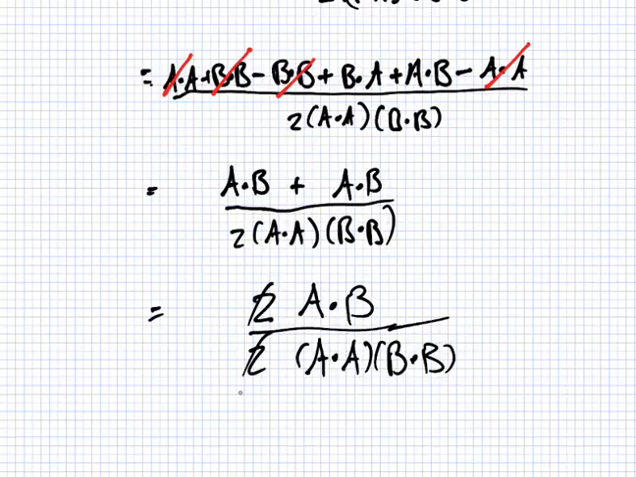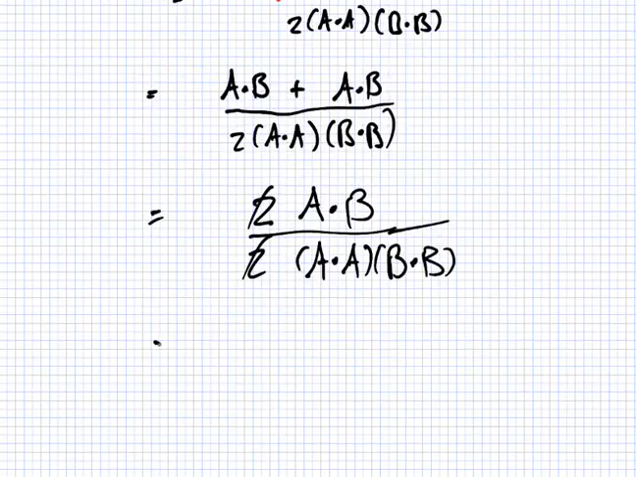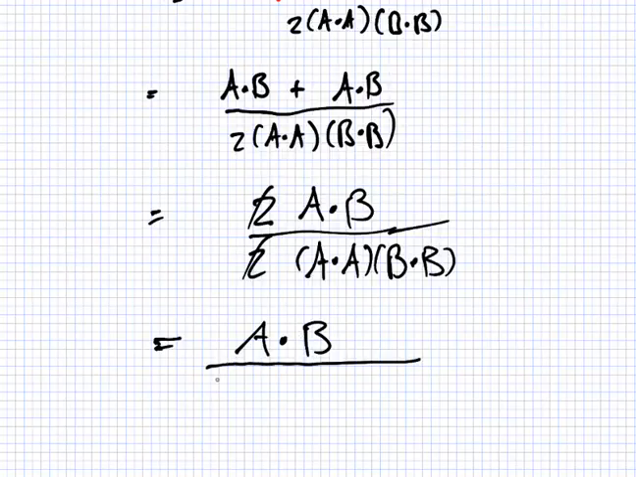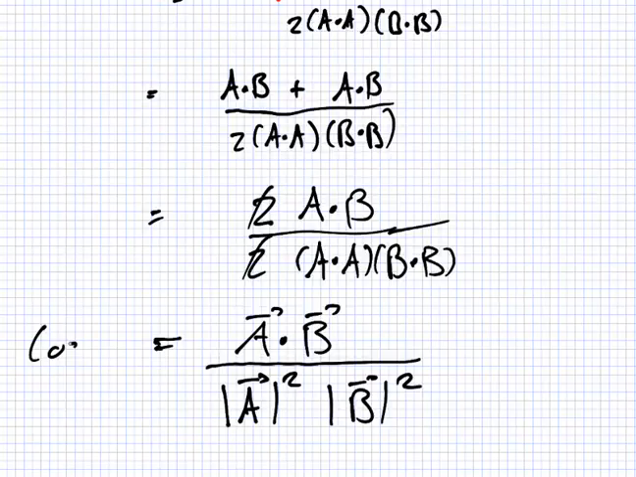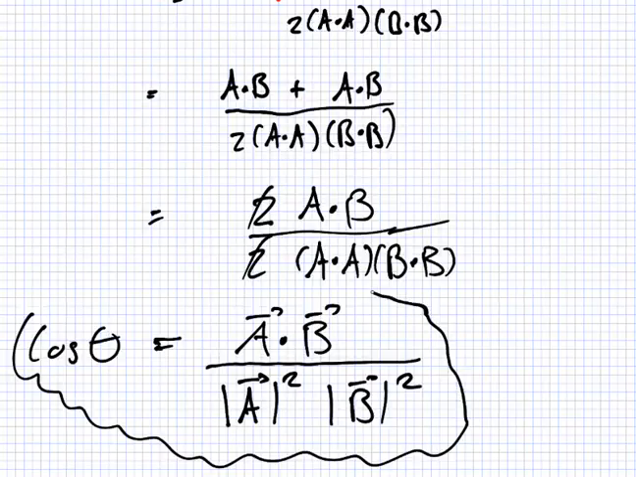And these cancel. Now let's remind ourselves, what is A dot A? What did we say that was? What else is it the same as? Magnitude of A squared. And then B dot B is magnitude of B squared. And that's it, that's our result. This is the formula which will give us the angle between two vectors A and B. And we'll do an example of it in a moment.